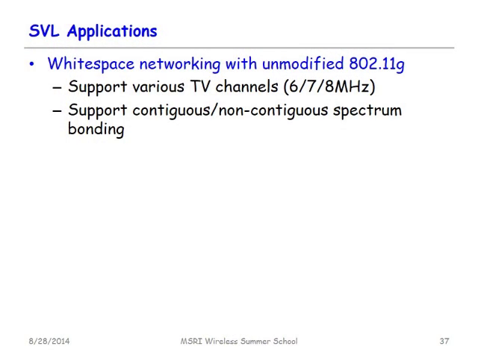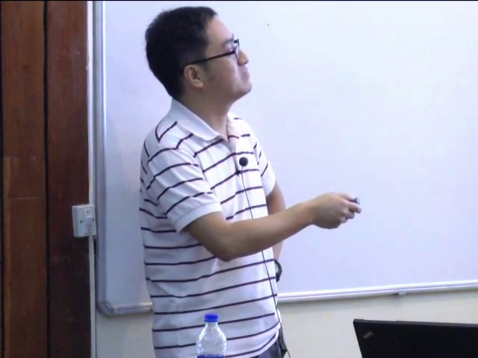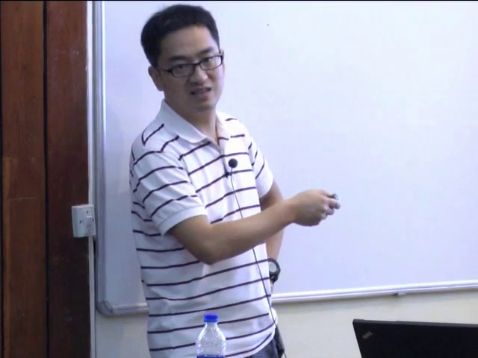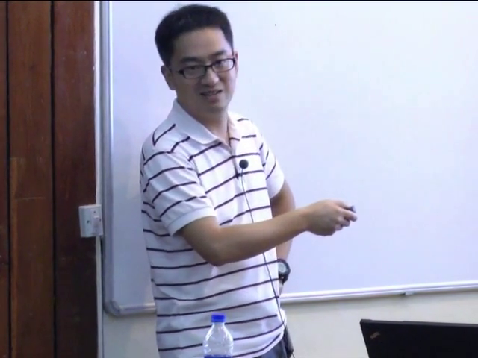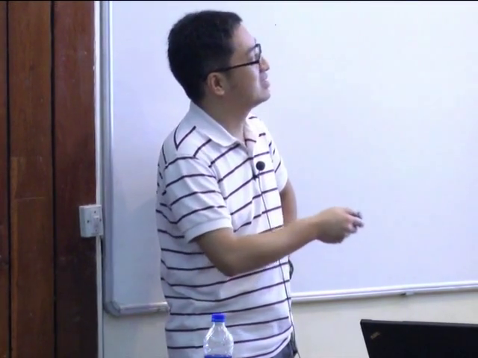So there are quite a few applications. One application is that we can easily support white space networking based on any existing standard, like 802.11g. We just reshape the channel width to accommodate the different bandwidth specifications of TV channels. In the US it's 6 megahertz, in China it's 8 megahertz, and in Singapore it's 7. And it can support contiguous or non-contiguous spectrum bonding.